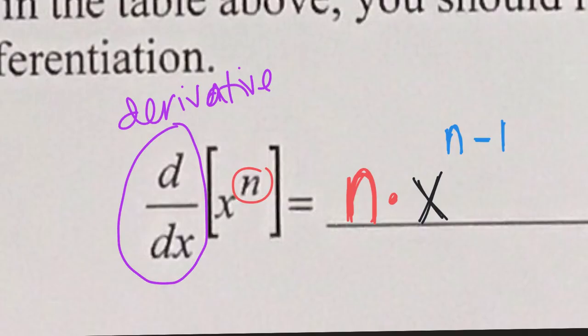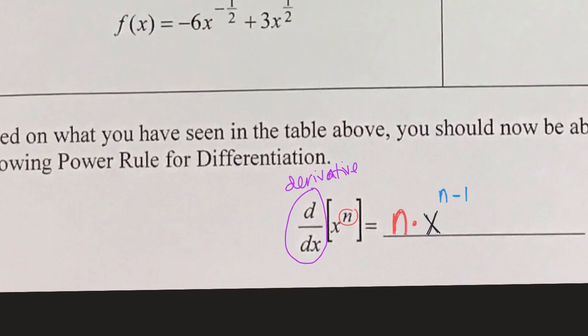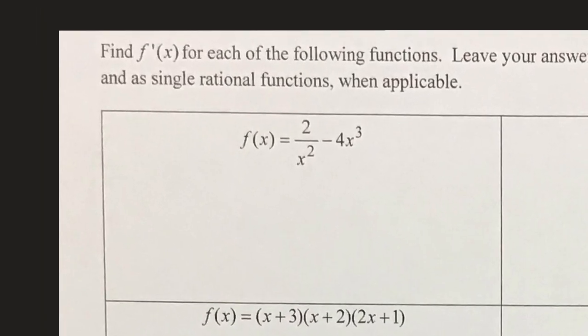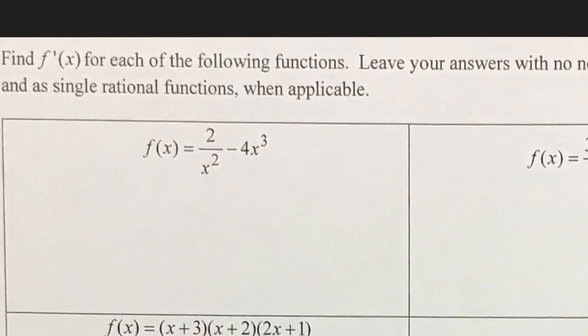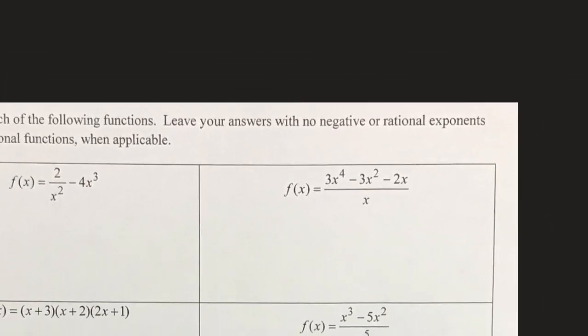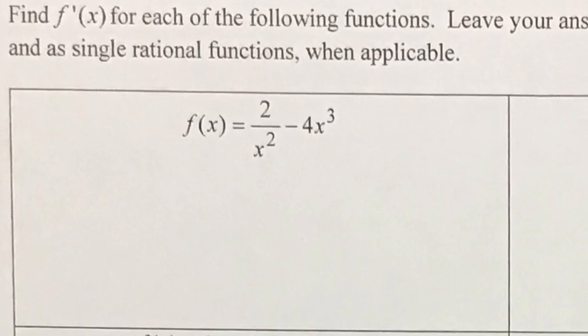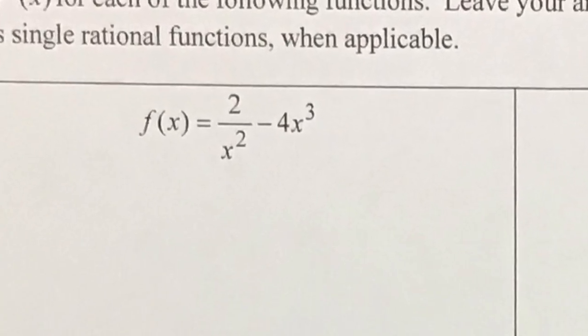So let's look at some trickier type equations over here. Here we go. Find the derivative for each of the following. Leave your answers with no negative or rational exponents. So rational means like fractions. So we don't want to have any fractions and we don't want to have any negatives, and write them as a single rational function when applicable.